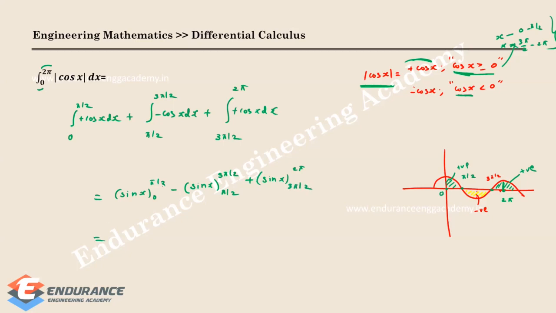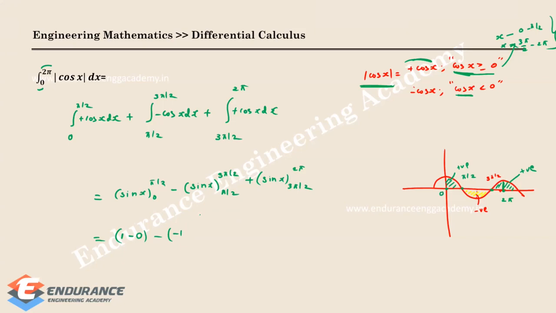What is sine pi by 2? I will substitute upper and lower limits. What is sine pi by 2? 1. Sine 0? 0. And what about sine 3 pi by 2? Minus 1. Okay. So sine pi by 2?